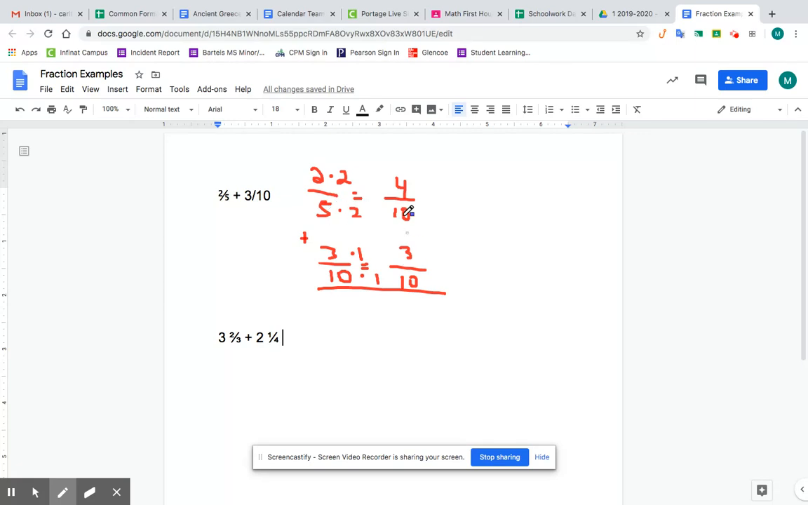Now I can just add because I have equivalent fractions. 4 plus 3 is 7. 10 is my common denominator, so that's going to be my final answer. You need to remember that when you get to your final answer, you have to make sure that you check to see if you can reduce or not.